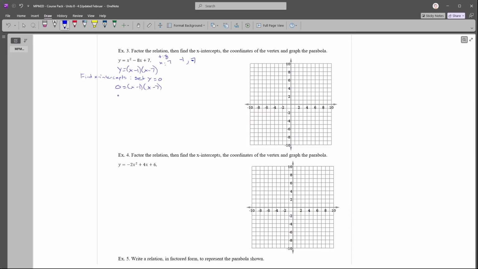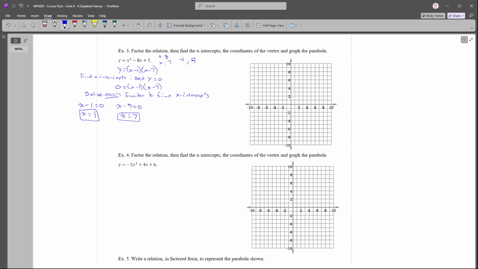Okay, what's the next step? Now we need to solve each factor to find the x-intercepts. So for each one I'm going to set each factor to 0. So I have x minus 1 is equal to 0. That's just going to be x is equal to 1. There's my first x-intercept. And then I have x minus 7 is equal to 0. That's just going to be x is equal to exactly 7.